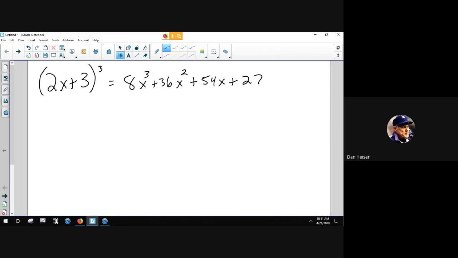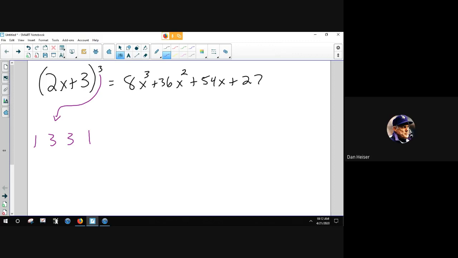We're going to do one more complicated example using Pascal's triangle. Here I have the quantity 2x plus 3 raised to the third power, and I've gone ahead and calculated out what that answer should be. I claim Pascal's triangle is hiding in this answer. Specifically, the third row of Pascal's triangle is in this answer. We are taking something to the third power, so therefore we are using the third row of Pascal's triangle. The third row of Pascal's triangle is 1, 3, 3, 1.